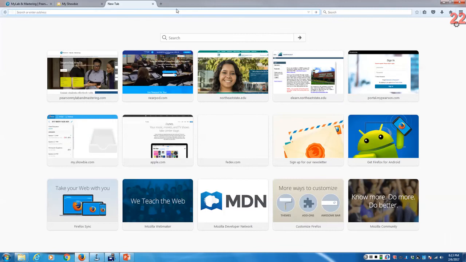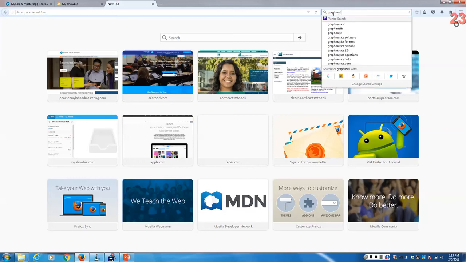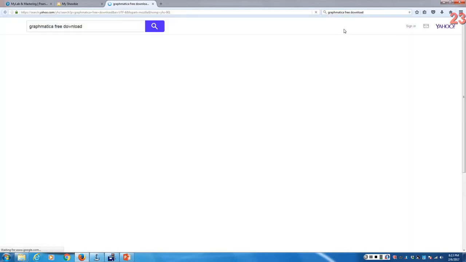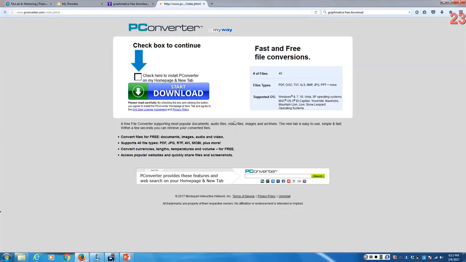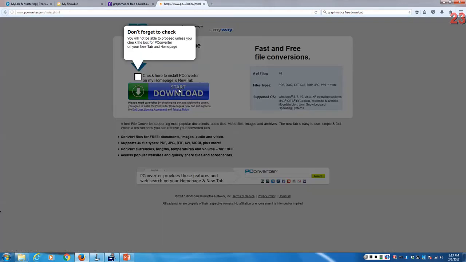And it's shareware, so you can use it for 30 days, 60 days to try it out and see if you like it. And if you don't like it, then you just don't buy it and you delete it. But all you have to do is do a search for Graphmatica, free download. And it will take you right to it. So you just start your download.